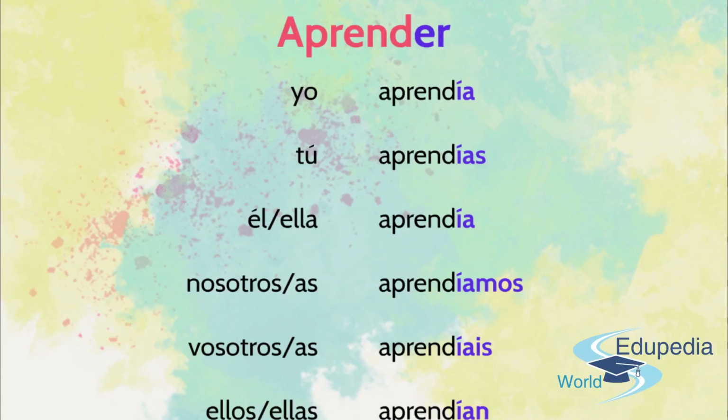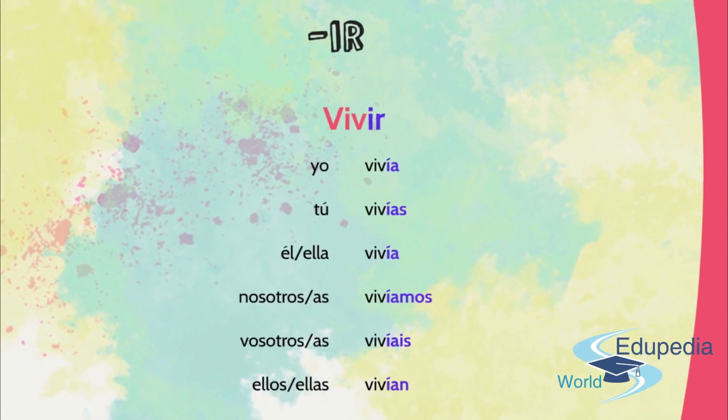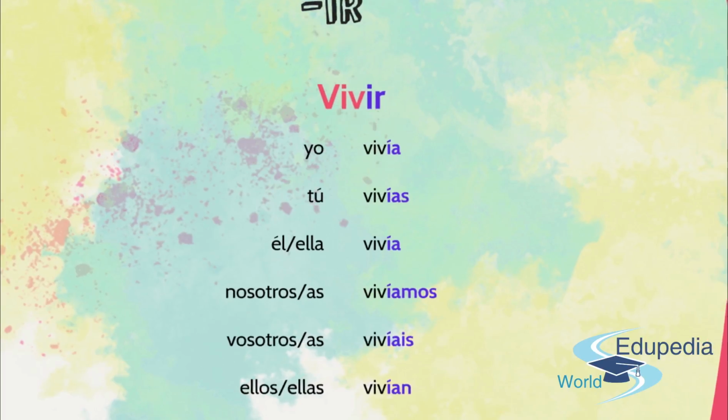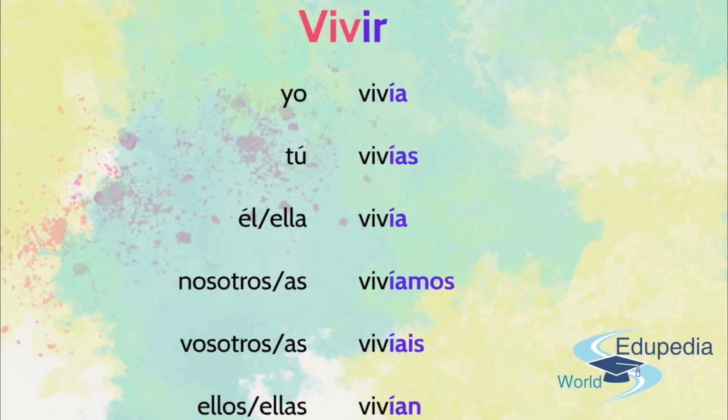Great, let's go with the IR verbs, such as vivir, to live. Yo vivía, tú vivías, él, ella vivía, nosotros, nosotras vivíamos, vosotros, vosotras vivíais, ellos, ellas vivían. Okay, to live, I used to live, I lived. Vivía, vivías, vivía, vivíamos, vivíais, vivían. Notice that it's practically the same as the ER verbs, okay?